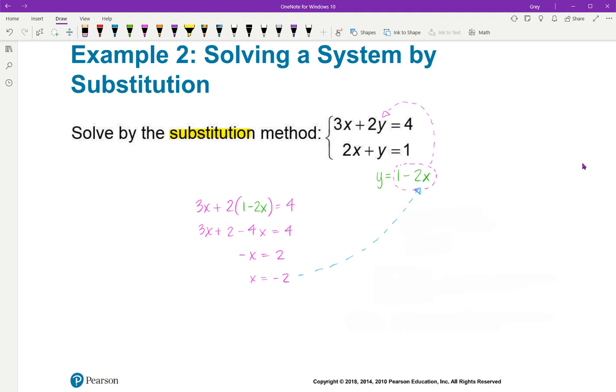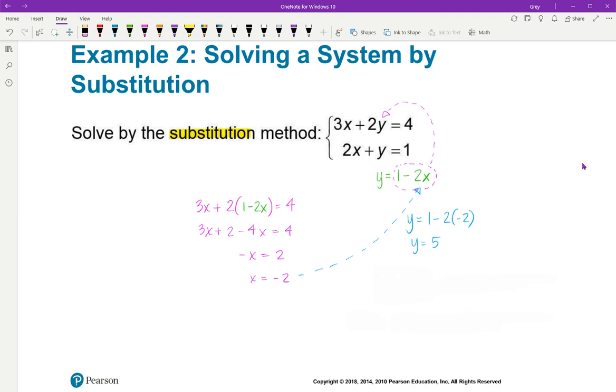And when I do, that's going to give me, where am I? 1 minus 2 times, again, instead of my variable, I put parentheses. And what am I going to put in that parentheses? I'm going to put -2 because that's what we just found. So y is equal to 5.